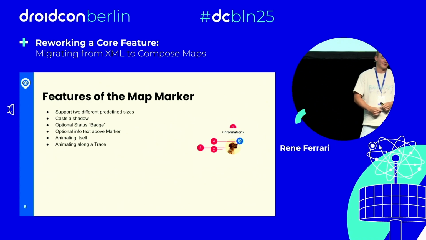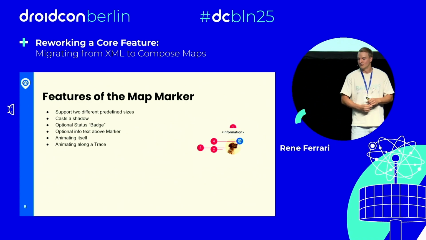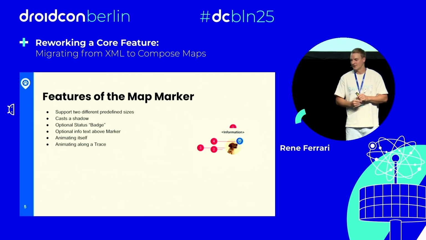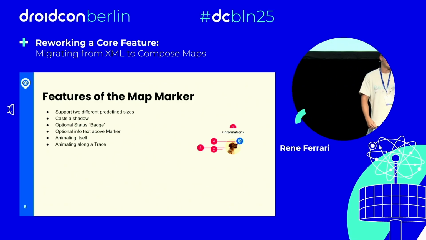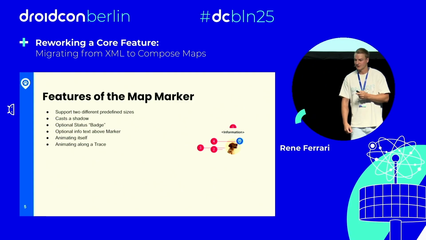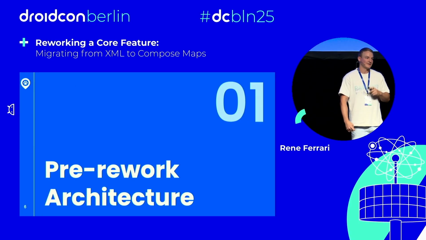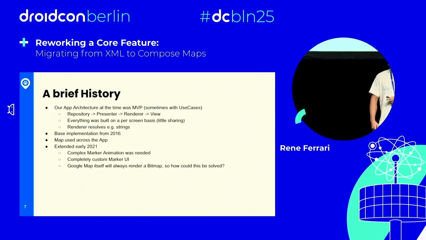Then we optionally show a badge. You can see it right here, the blue circular view there. And optionally, we can show a text above the marker. And the tricky part was animating the marker itself or moving it along a trace, basically, how that would be solved. So let's dive into the pre-rework architecture and a brief history about it.